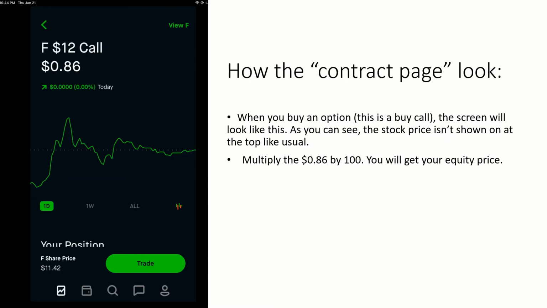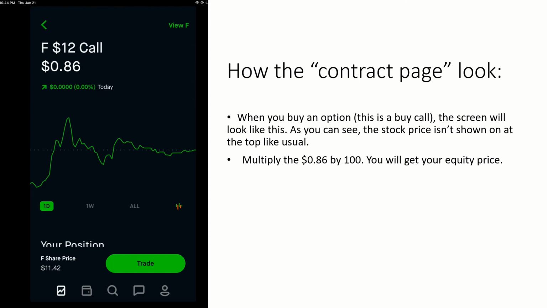How the contract page looks. This is exactly how it's gonna look. It does not look like your regular stock page with, you know, the price of the stock up there. So when you buy an option, this is a buy call. The screen will look like this. As you can see, the stock price isn't shown at the top like usual. Multiply that 86 cents that's right there by 100 and you will get your equity price.